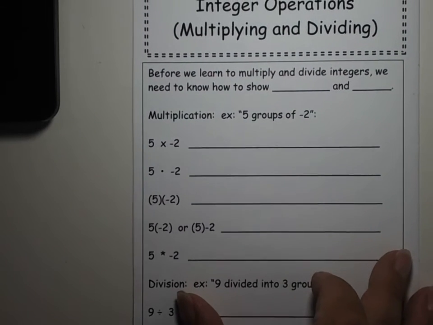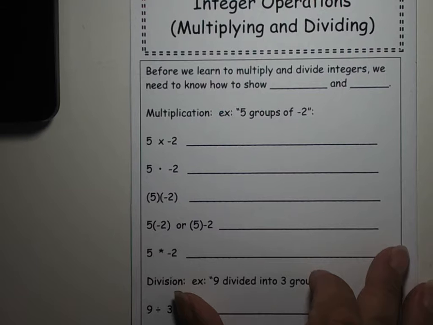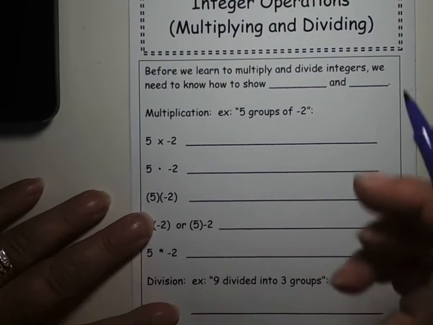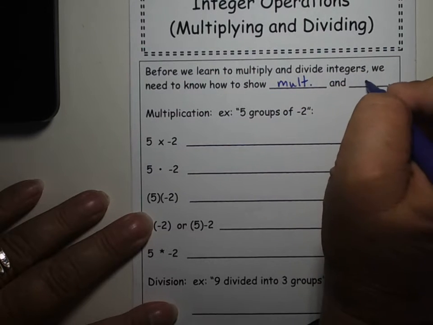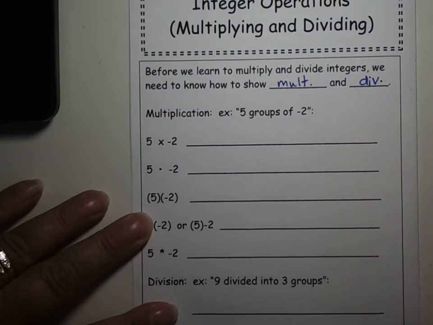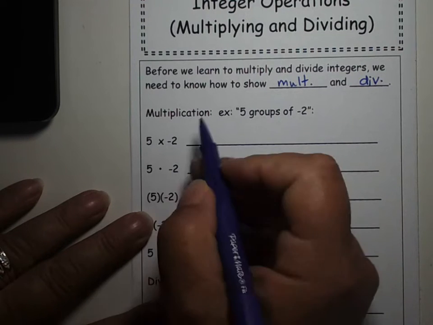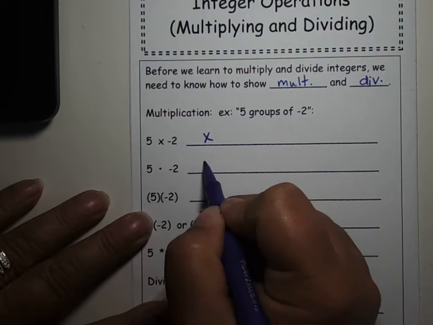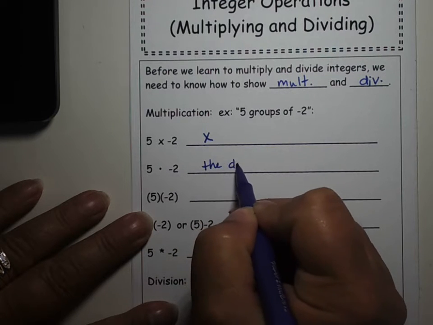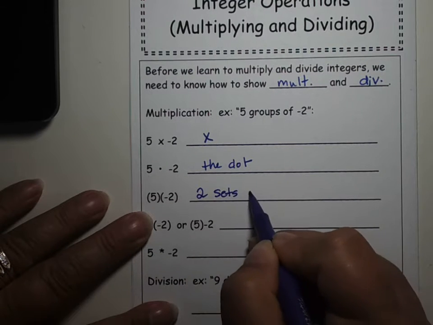Hi, today we are multiplying and dividing integers. Before we learn how to multiply and divide, we need to know how to show multiplication and division. There's not just one symbol for each, so there are lots of symbols for multiply. You can see the X, you can see the dot, you can have two sets of parentheses.